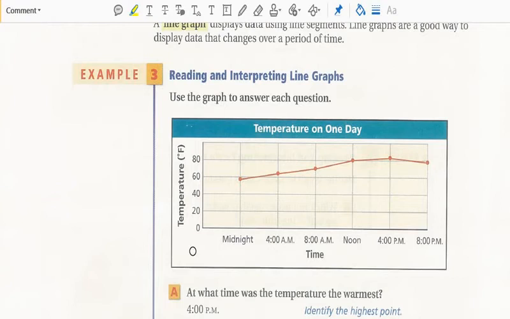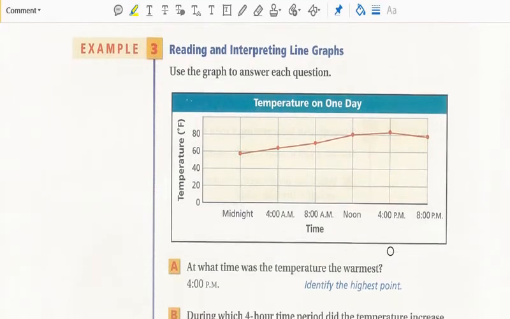Okay, so I'm going to look for the highest point. Which one is the highest point here in the graph? I can see it. It's 4 p.m., which is above 80 Fahrenheit. So at which time? It's 4 p.m.